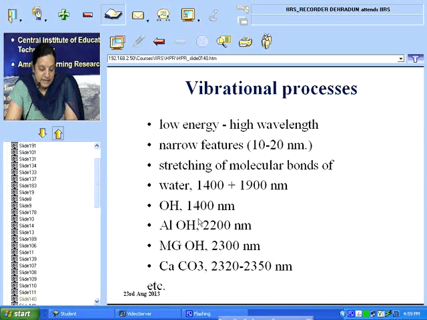So basically the bonds in a molecule vibrate, and the frequency is dependent on the type of bond and the atom masses. So certain materials have important vibrational absorption bands, like water, as I said, hydroxyl, carbonates, phosphates, borates, arsenates, silicates. All of them have an absorption of energy due to the vibrational processes which occur in them.